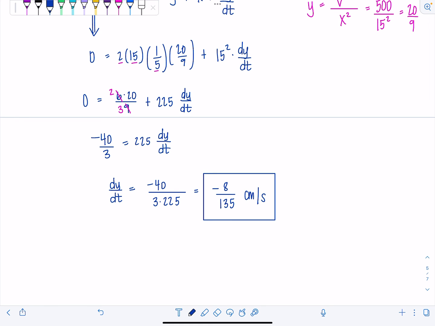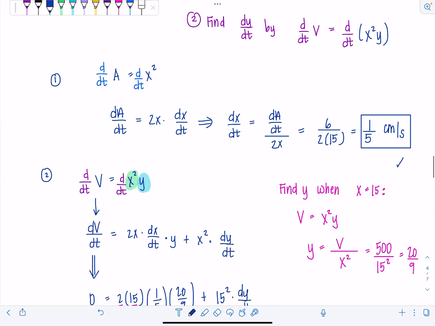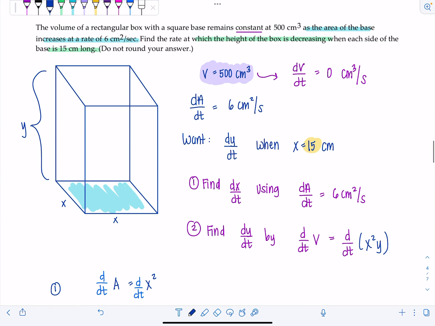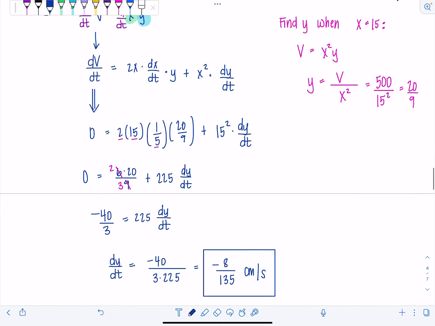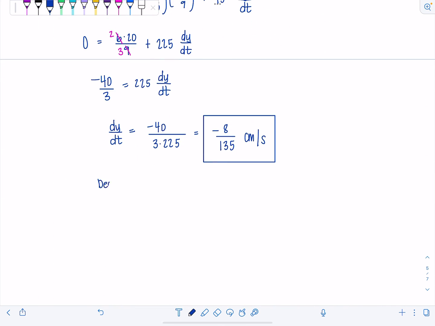Okay, let's see if we answered the question properly though. So notice here, they said find the rate at which the height of the box is decreasing. Decreasing implies that the rate of change is negative, which we found, that's true. So when you answer the question though, you would say it's decreasing at a rate of 8 over 135 centimeters per second. Basically, the word decreasing is your minus sign. That implies that it's negative.